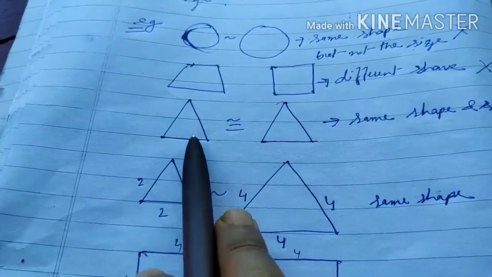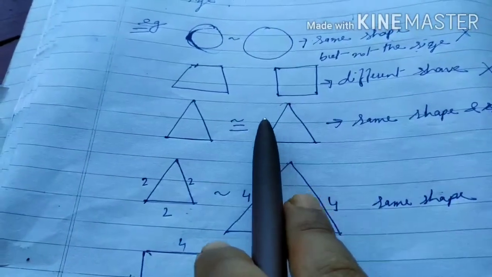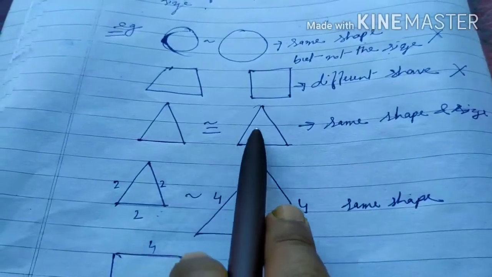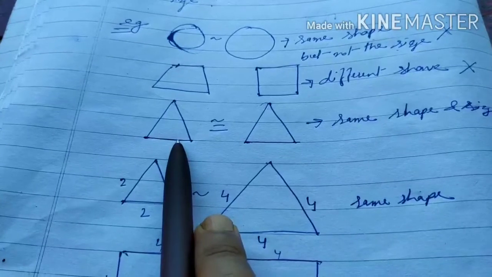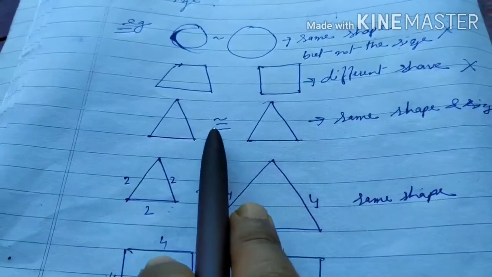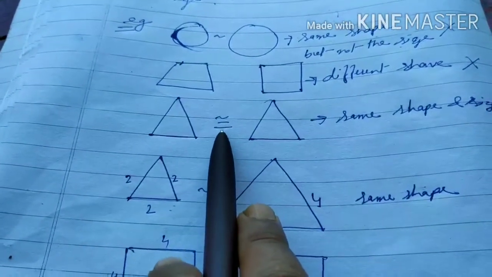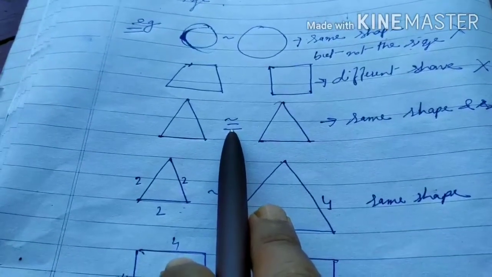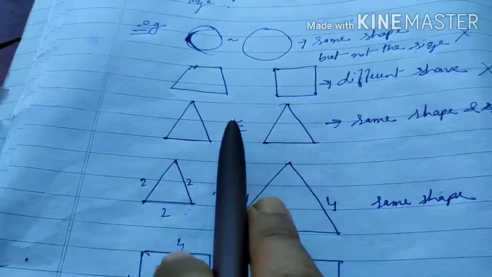See, for example, a triangle with sides 2, 2, 2 centimeters, and another triangle also with sides 2, 2, 2 centimeters. This symbol is used for same shape and same size. So in this case, we can say these two triangles are said to be congruent. The symbol used to denote congruent is this one.